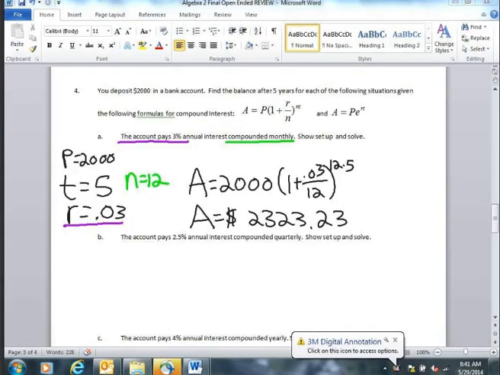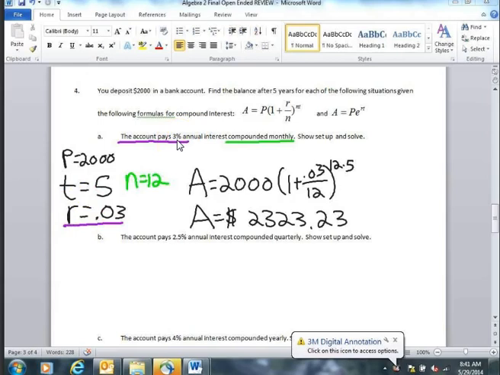Ah, the good old banking problems with the formulas given. Thank you. You're welcome, imaginary voice in my head. Alright, so, if I take a peek here, you deposit $2,000 into a bank. That's my principal. Find the balance after 5 years. There we go. R is 0.03 because the account pays 3% interest.